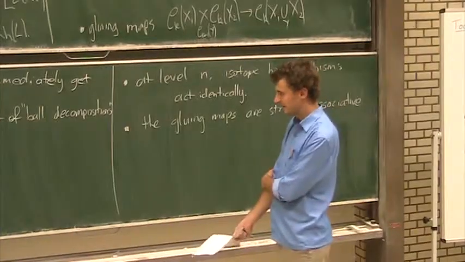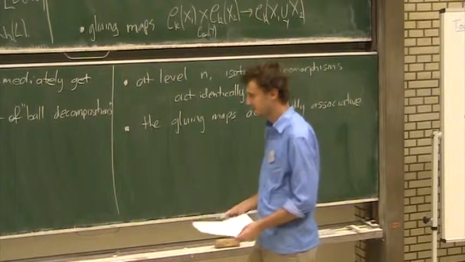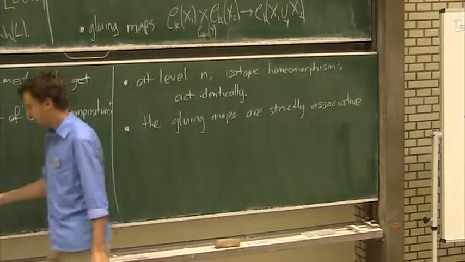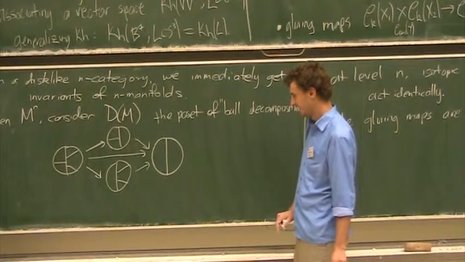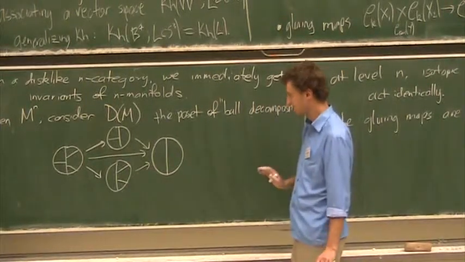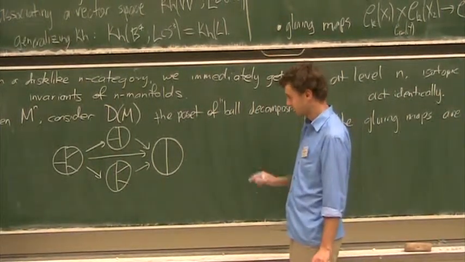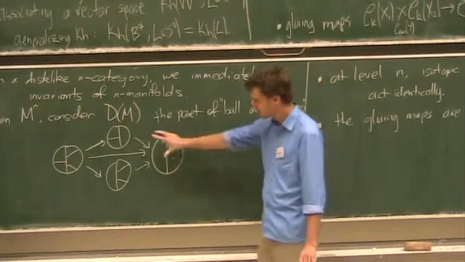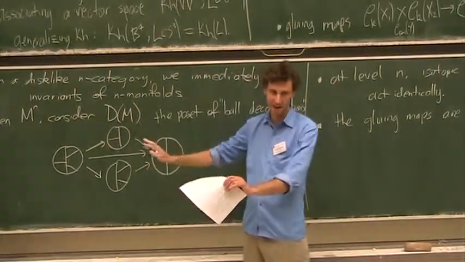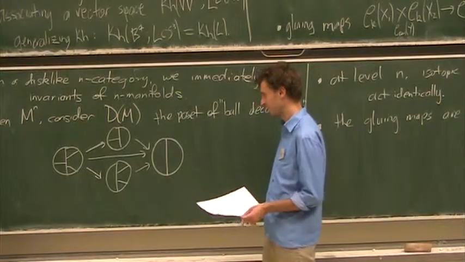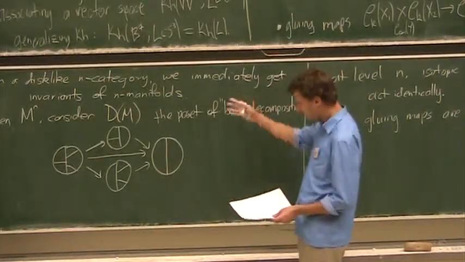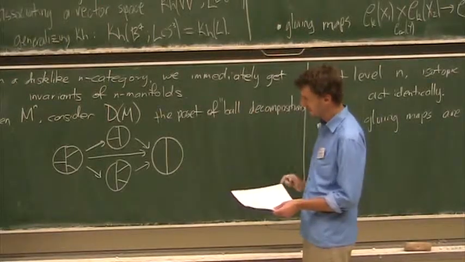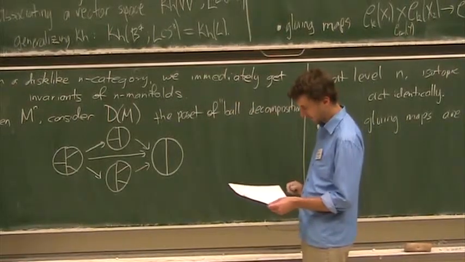Now, there are some awkward technical details about the interfaces between these balls, and I'm just going to ignore this. Certainly, there are enough points in here for decompositions that are extremely nice, like cell decompositions of the manifold, that you can get away with thinking about those in most cases. Okay, so we have this poset of ways of writing M as a gluing together of balls.